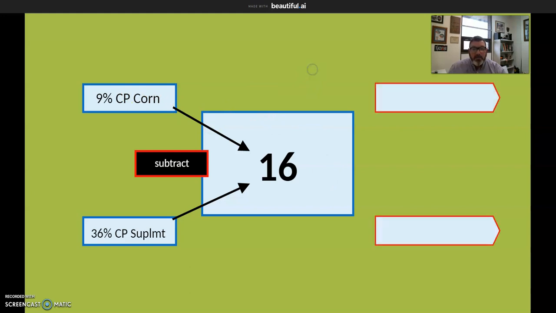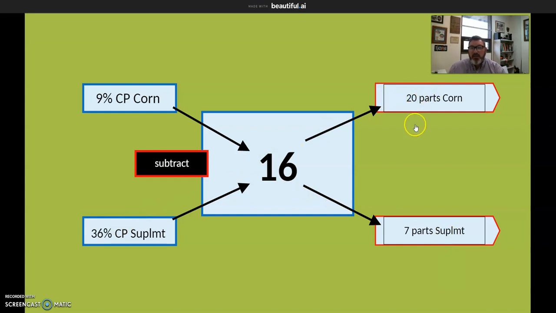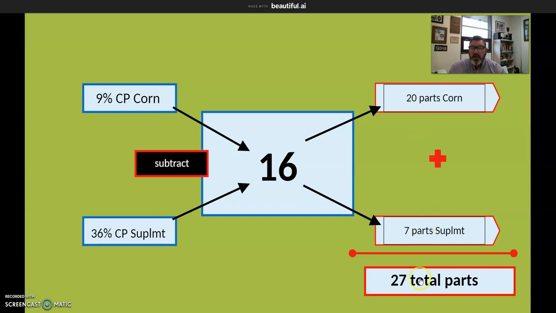As we get to the right side of the box then, and we've subtracted diagonally, the 9 minus 16 is 7 parts, and that's actually 7 parts supplement. 36 minus 16 is 20, and that would be 20 parts corn. We're going to add those two things together to have 27 total parts. Basically, we're creating ratios here.